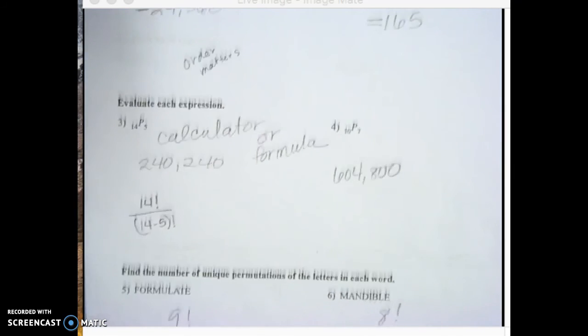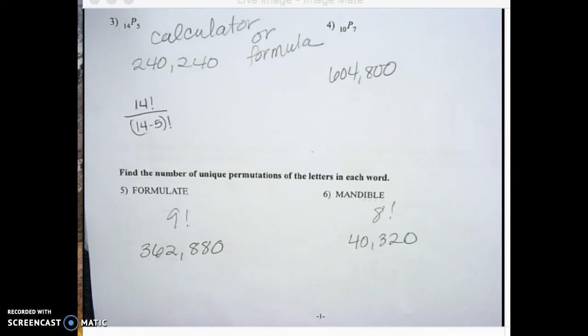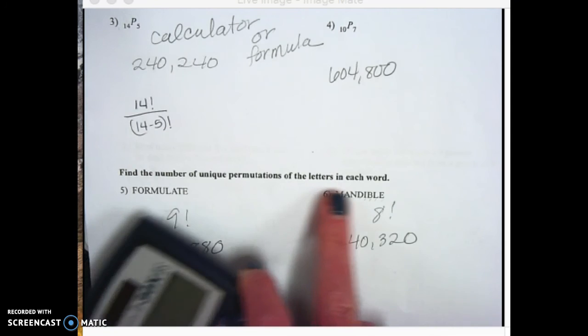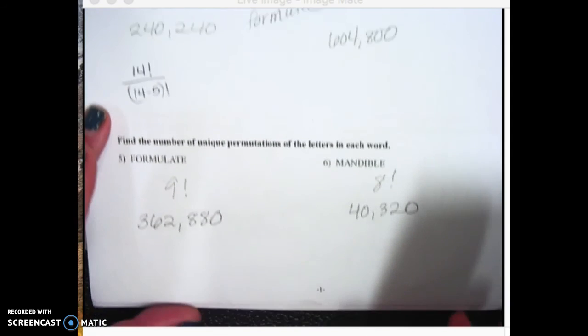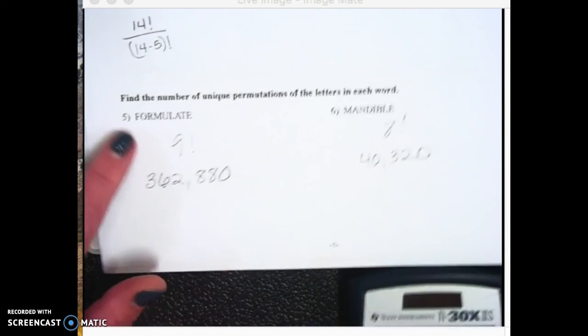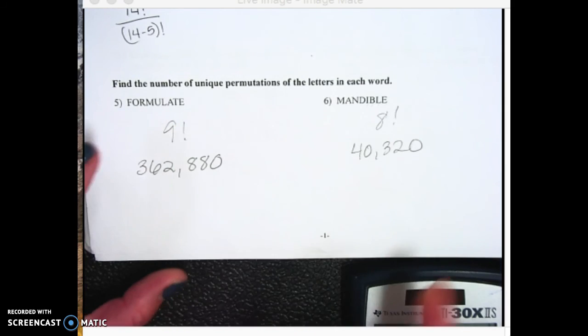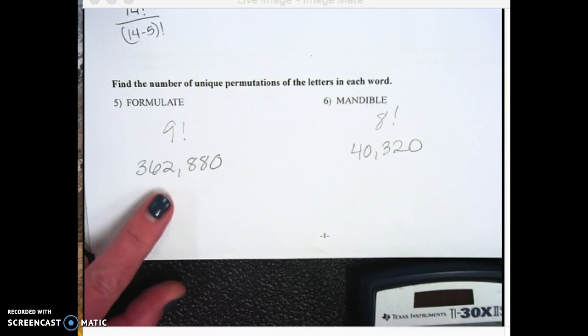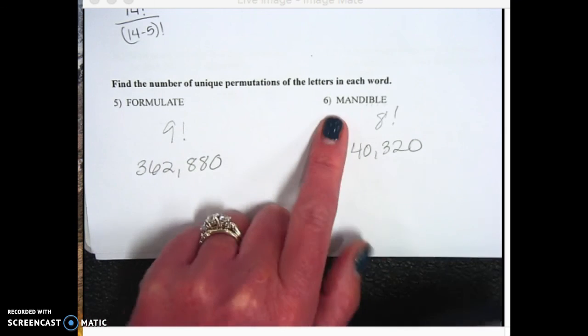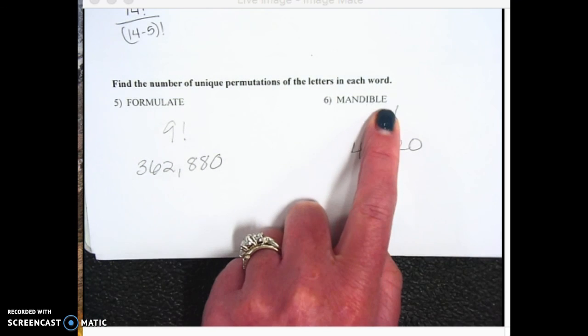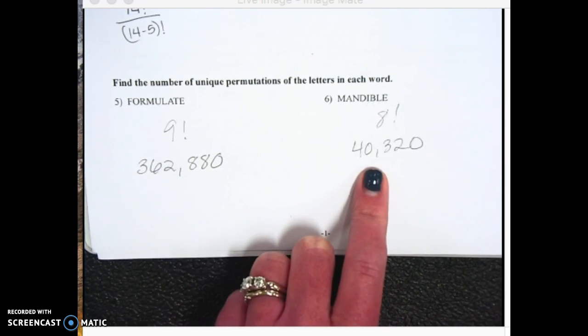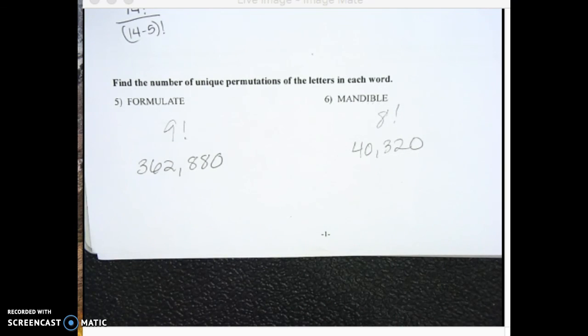And jumping down to the last 2 on this page. So find the number of unique permutations of the letters in each word. So for formulate, there are 9 different letters. None of them repeat. So you just do 9 factorial, type it in the calculator. Same thing with mandible. All different letters, none of them repeat. So it's 8 factorial. And you get 40,320.